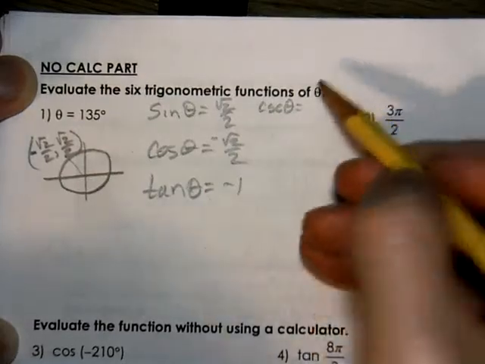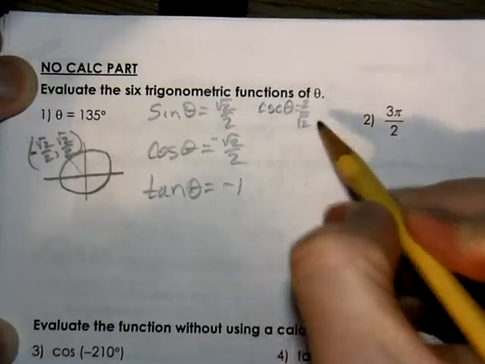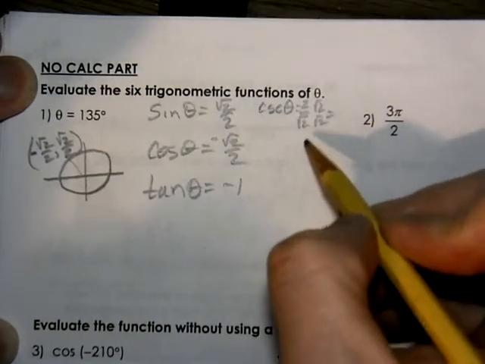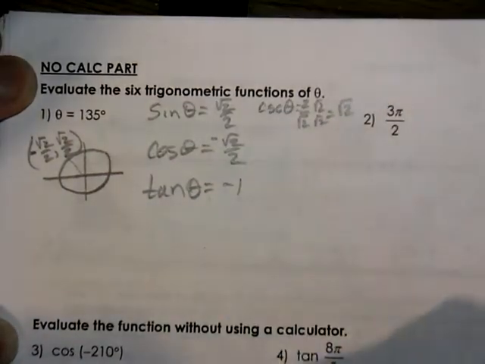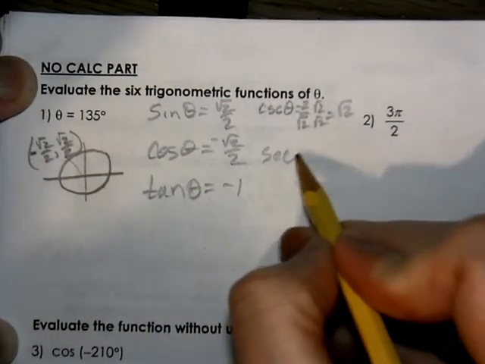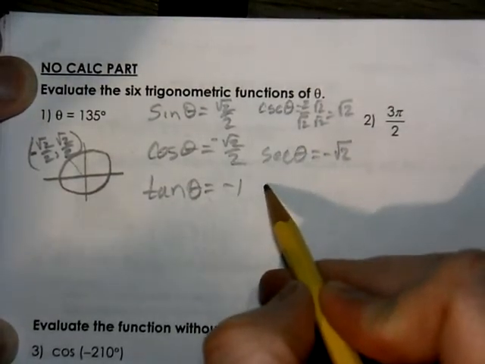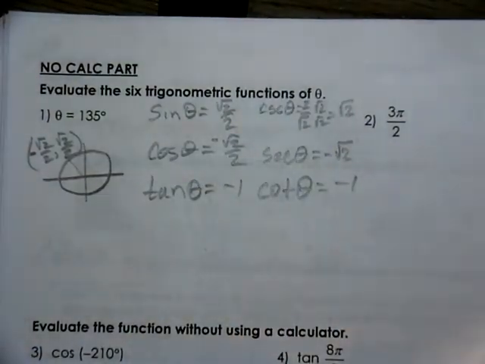Cosecant of our theta is going to be the reciprocal of that, so that's 2 over root 2. And then you rationalize the denominator, which gets us 2 root 2 over 2, which is just root 2. Secant of our theta is going to be negative root 2. And cotangent of our theta is still going to be negative 1.